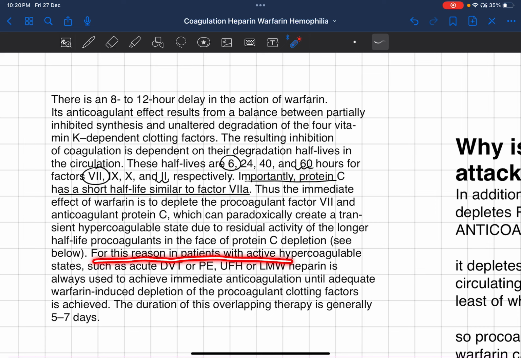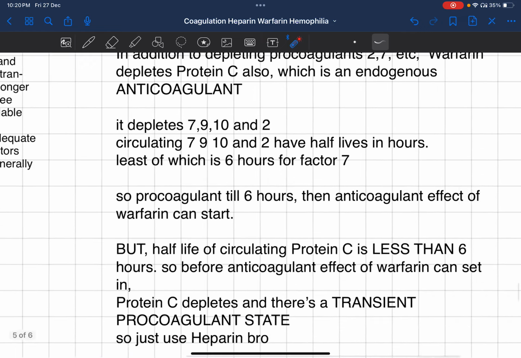For this reason, in patients with active hypercoagulable states, such as acute DVT or pulmonary embolism, unfractionated heparin or low molecular weight heparin is always used to achieve immediate anticoagulation because it will inactivate whatever clotting is going on right now until adequate warfarin-induced depletion of procoagulant clotting factors is achieved. This duration of the overlapping therapy, both are given, is 5 to 7 days. So, this is an important thing that you have to remember.